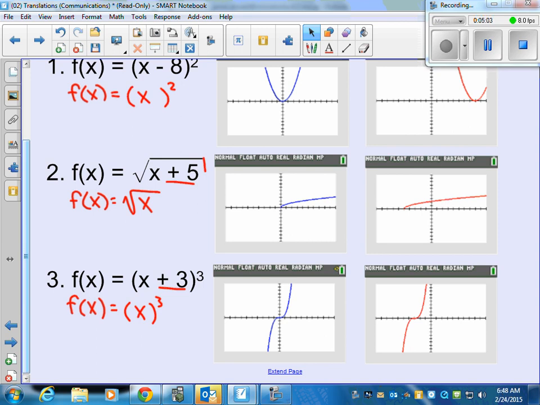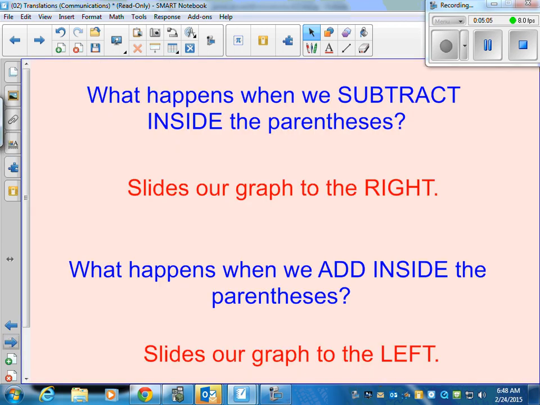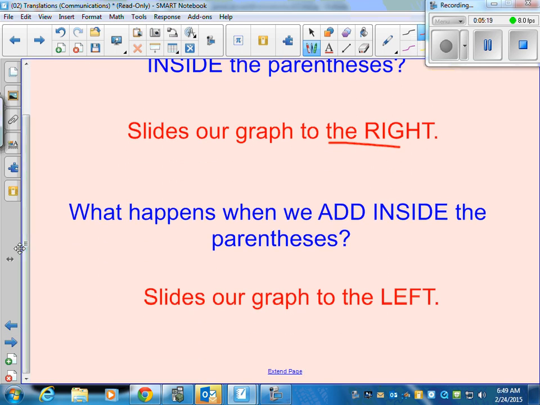So now when we look at a general rule, what happens when we subtract inside the parentheses? It slides our graph to the right. What happens when we add inside the parentheses? It slides our graph to the left. Very counterintuitive from what you think should happen based on what you see happening to the equation.